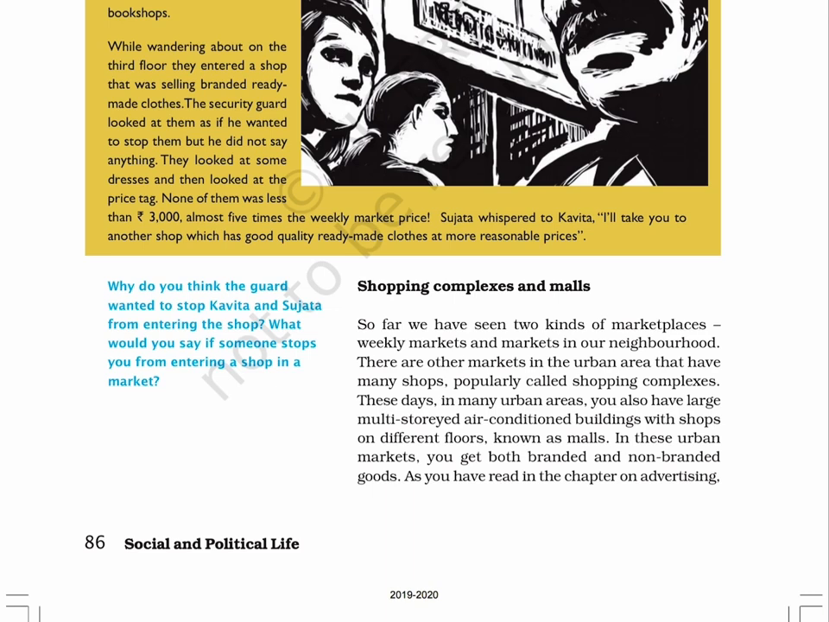Shopping complexes and malls. So far we have seen 2 kinds of marketplaces: weekly markets and markets in our neighborhood. There are other markets in the urban area that have many shops, popularly called shopping complexes. These days in many urban areas, you also have large multi-storied air-conditioned buildings with shops on different floors, known as malls.